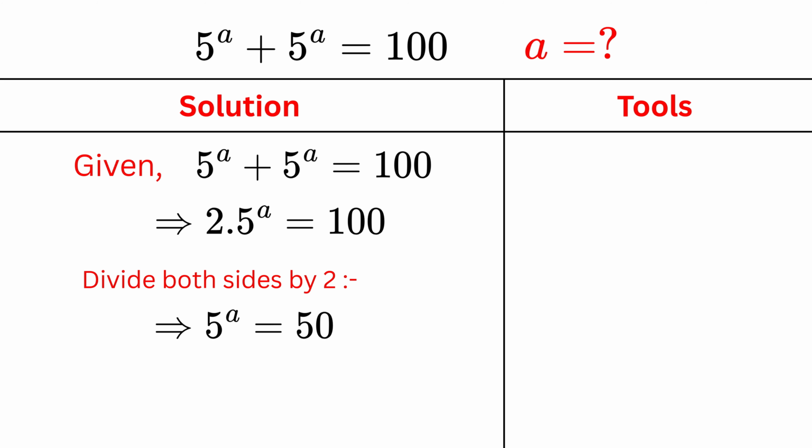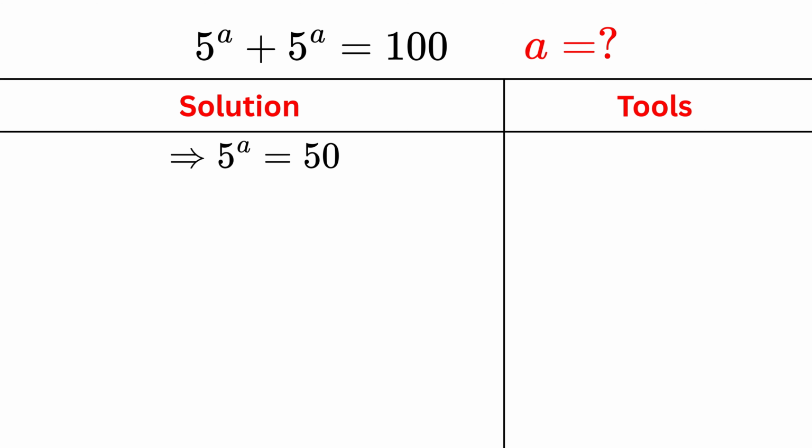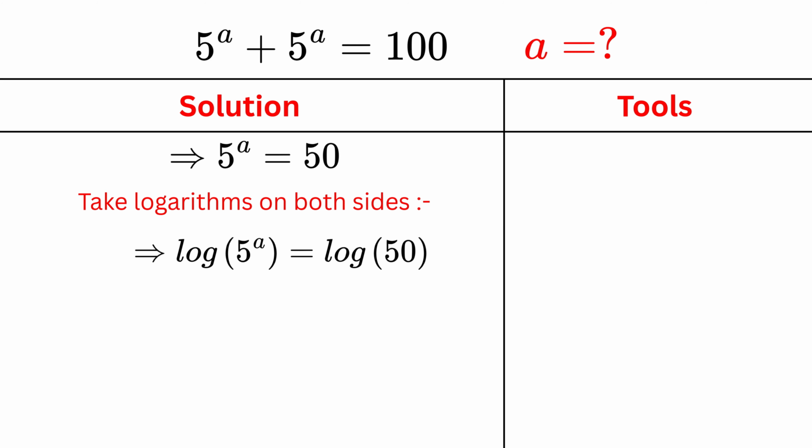Here comes the interesting part. The variable a is in the exponent. How do we bring it down? We use logarithms. Take logarithm on both sides. Log of 5 to the power a equals log of 50.